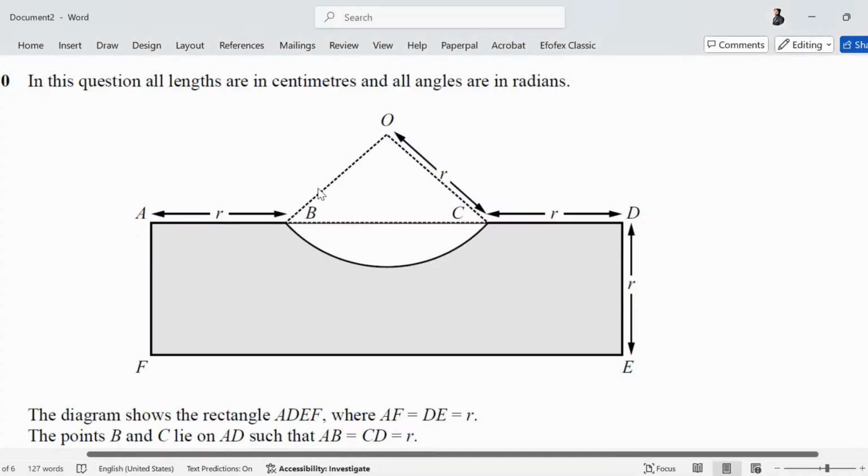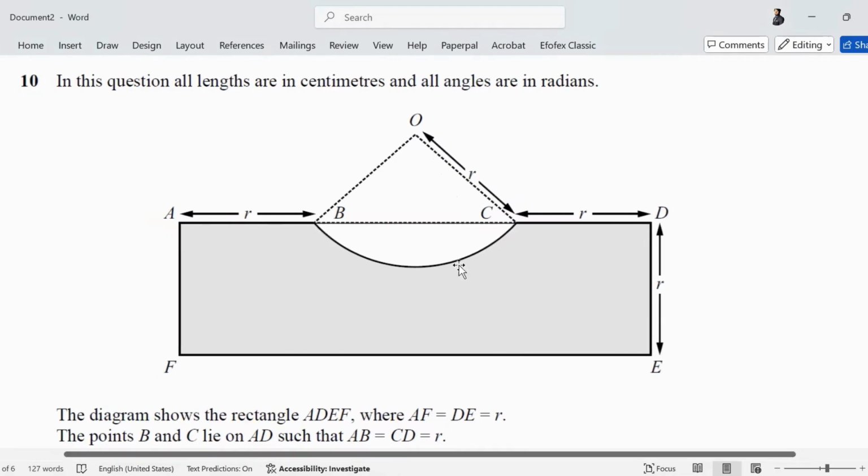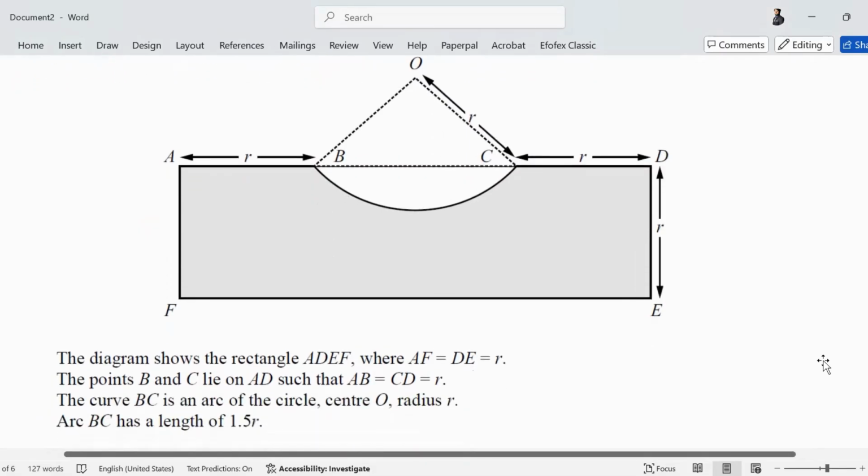All lengths are in centimeters and all angles are in radians. The diagram shows a rectangle ADEF such that AF is R, CD is R, everything. They have told you all this. The points C and D lie on AB, and CD and AB are also R. The curve BC is the arc of the circle, center O, radius R. Arc BC has a length of 1.5 R.